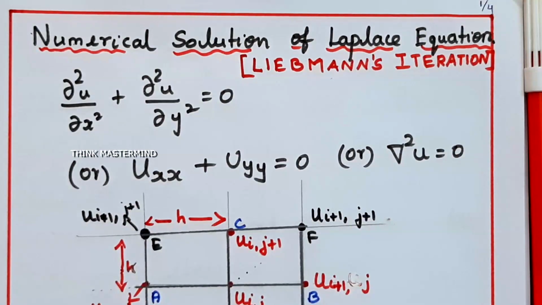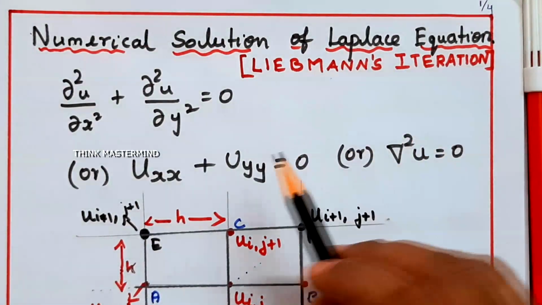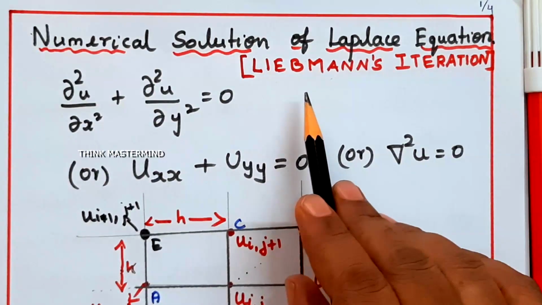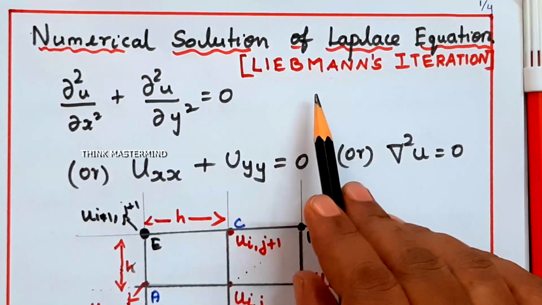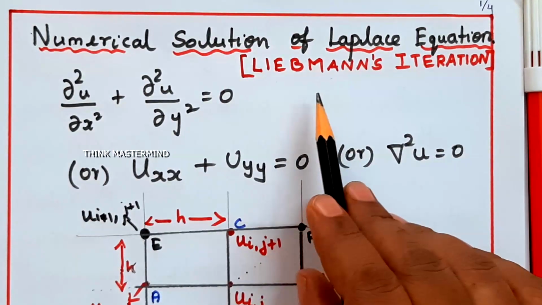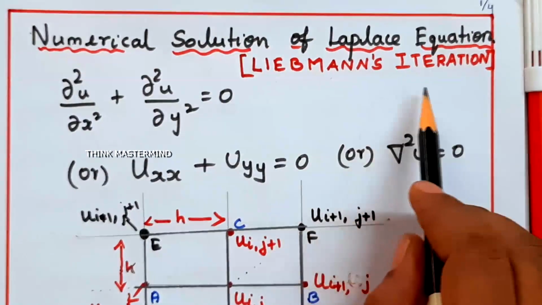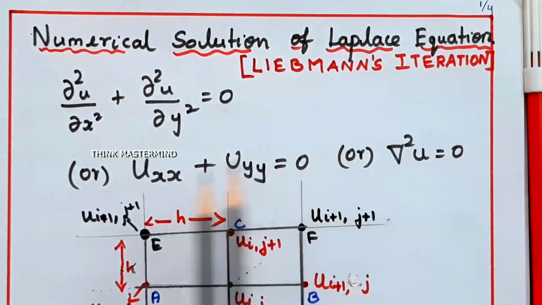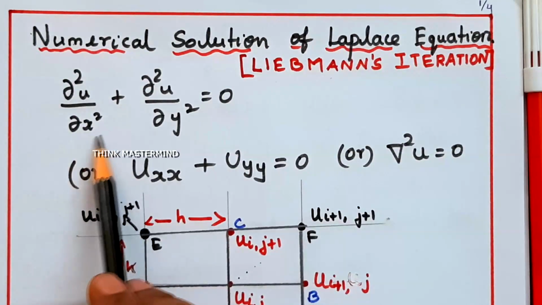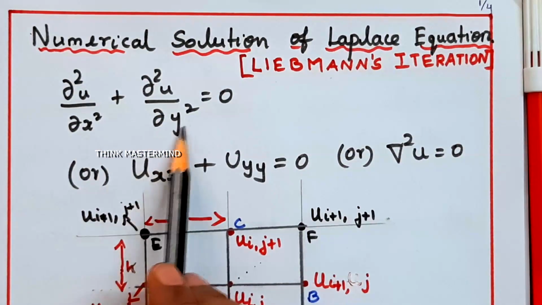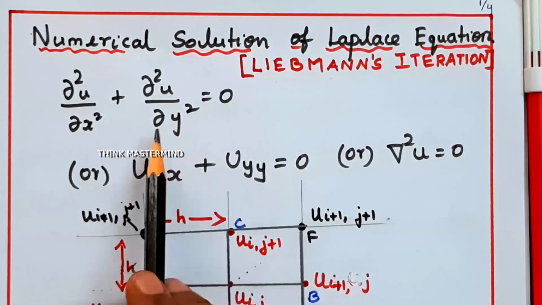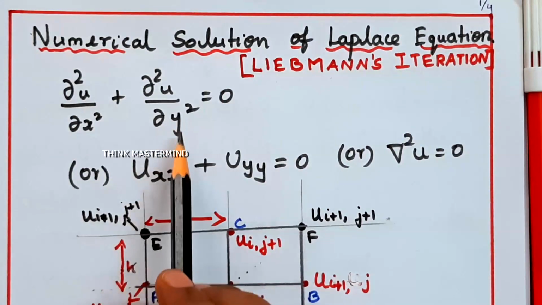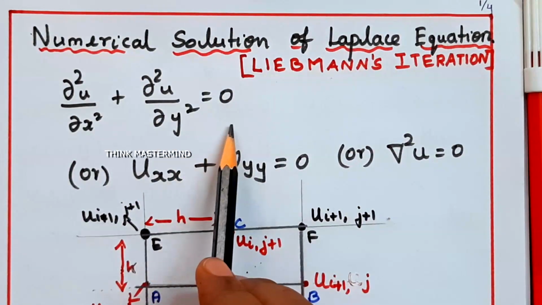Numerical solution of partial differential equations is very important in numerical methods. Here we are going to see numerical solution of elliptic equation, parabolic equation and hyperbolic equation. The best examples for elliptic equation are Laplace equation and Poisson equation. Laplace equation is represented by ∂²u/∂x² + ∂²u/∂y² = 0. And Poisson equation is represented by ∂²u/∂x² + ∂²u/∂y² = f(x, y).